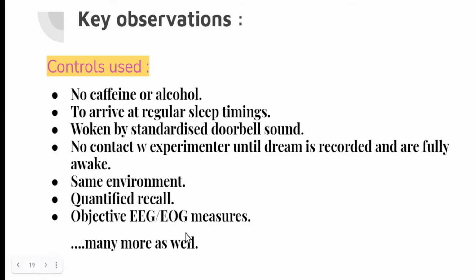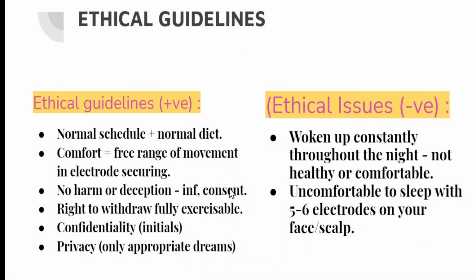And there were many other controls, any you can think of. Perhaps they're better than even these. So these are some of the ethical guidelines that were followed or broken. The ones that were followed were that because we made them stick to their normal schedule and otherwise normal diet, excluding caffeine and alcohol, of course, they were pretty comfortable throughout the study, and their comfort was further enhanced by the electrodes that were attached to their scalp and their eye area. They were bunched up at the top of their head in a ponytail style, and so they had free range of movement throughout the night and they were comfortable.